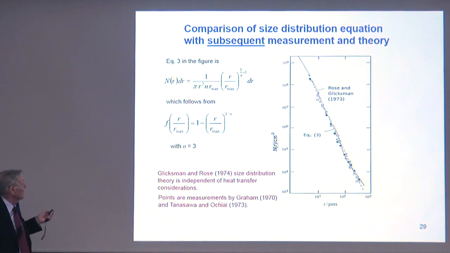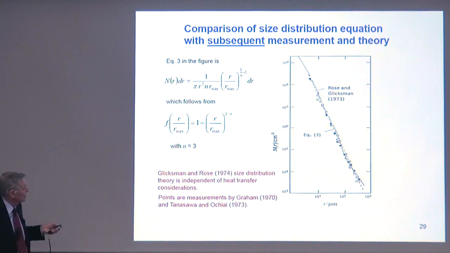This is just to demonstrate. This, again, is the same equation expressed in a different form for the size distribution. This is the number of droplets in the size range R to R plus dr. It follows from this: if you take n equals 3, this is this line with n equals 3 here.